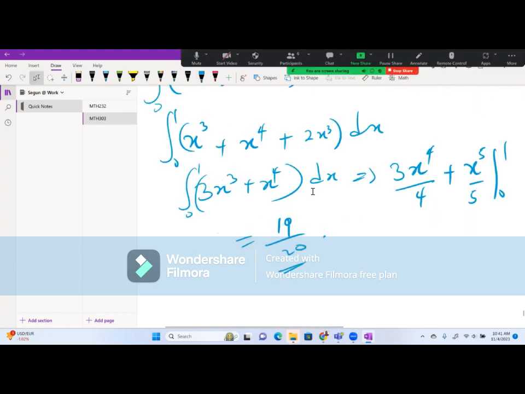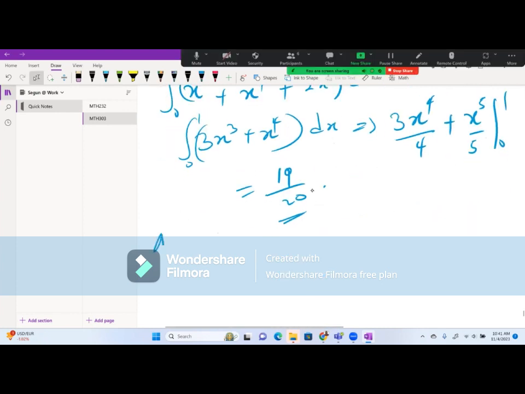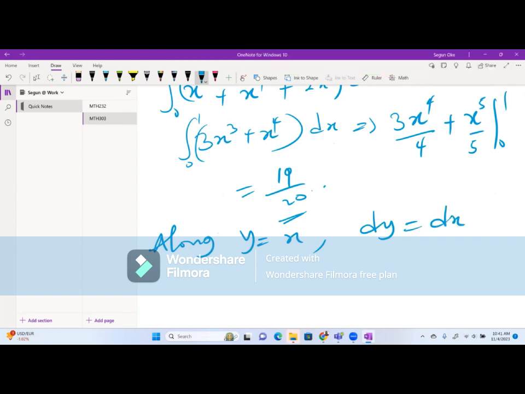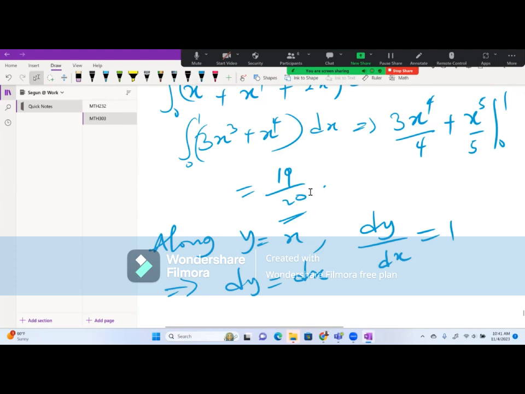Now let's look at the one along x. So along y equals x. So the y is equal to the x in this case. When you differentiate both sides, it will be dy over dx equals 1, because we are differentiating x, it will equal 1. So when you cross multiply, dy equals dx. So in our original question, we can substitute it.